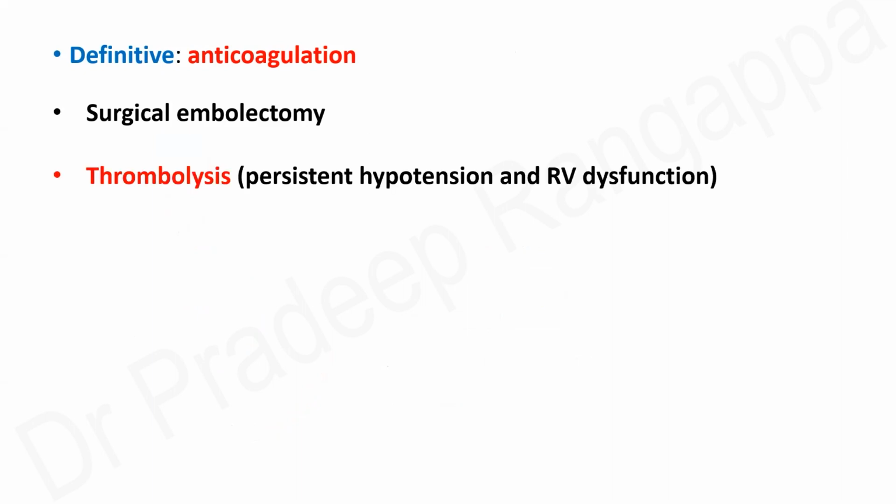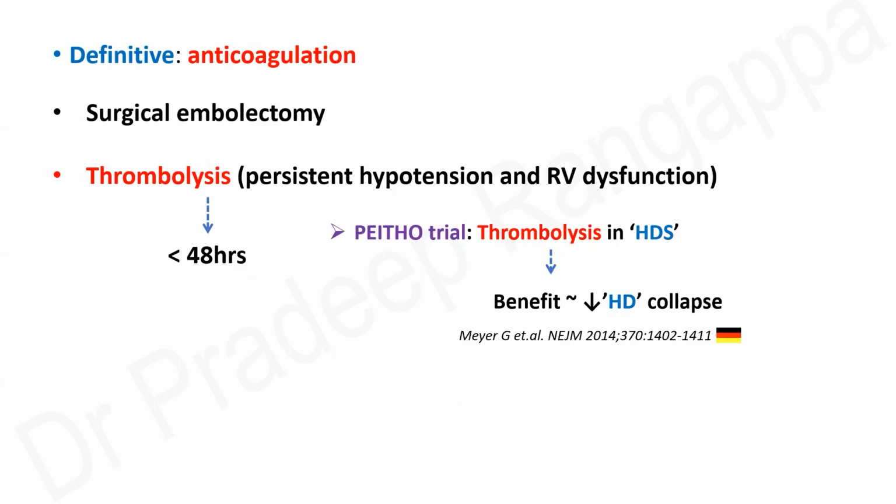So definitive treatment of pulmonary embolism would be anticoagulation. If they are in shock, then there is an indication for possible thrombolysis. Surgical embolectomy is something that is done as a desperate measure. So thrombolysis is something that one would consider in hemodynamically unstable patients, where there are signs of acute right ventricular failure or RV dilatation, with all those signs that we spoke about. So persistent hypotension and RV dysfunction is an indication for thrombolysis, and this should be considered within 48 hours of someone having developed pulmonary embolism.